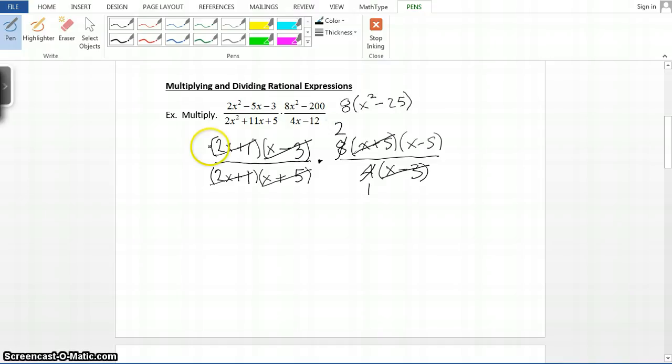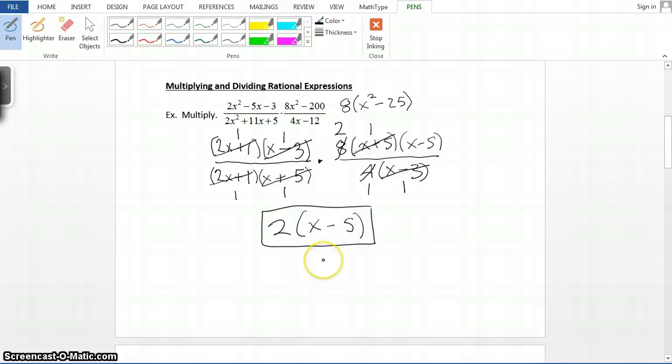Now we can jump right to the answer. Notice what's left in the numerator: my 2 and that x minus 5. 2 times the quantity x minus 5. Let's leave it in factored form. And in the denominator, nothing else was left, because remember when I canceled the x minus 3's, those are actually 1s left over. If it matches top and bottom, 2x plus 1, 2x plus 1, those are 1s left over. x plus 5 with this x plus 5. So look at that denominator. They're all 1s, but you don't want to write a denominator of 1. So your answer is 2 times the quantity x minus 5.